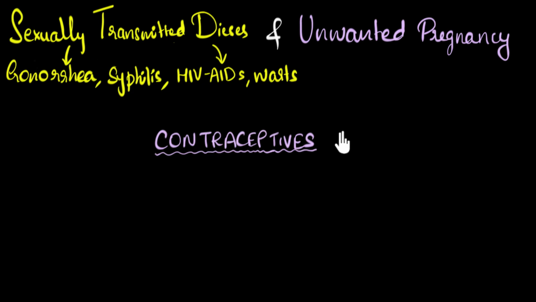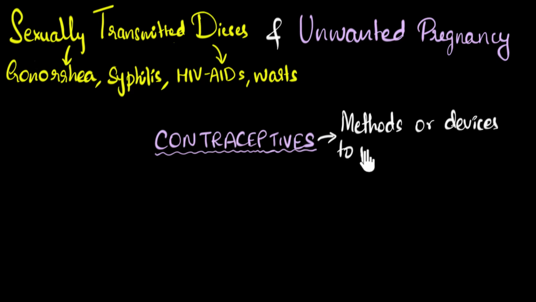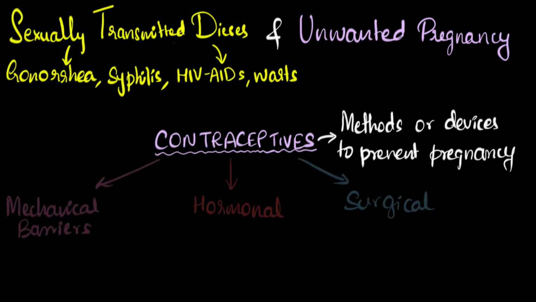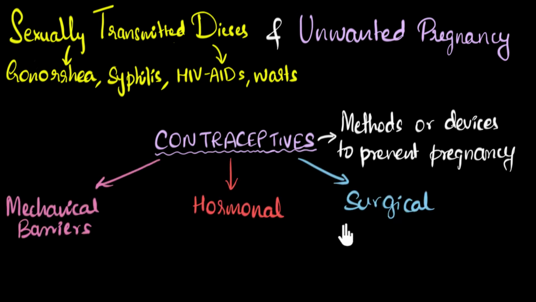So what exactly are contraceptives? Well, contraceptives, in short, can be thought of as methods or devices to prevent pregnancy. So contraceptives are mostly thought of in terms of unwanted pregnancy, right? So these are the things that we do to prevent pregnancy. So how many types of contraceptives do we have? Well, broadly, we can classify contraceptives into three kinds.